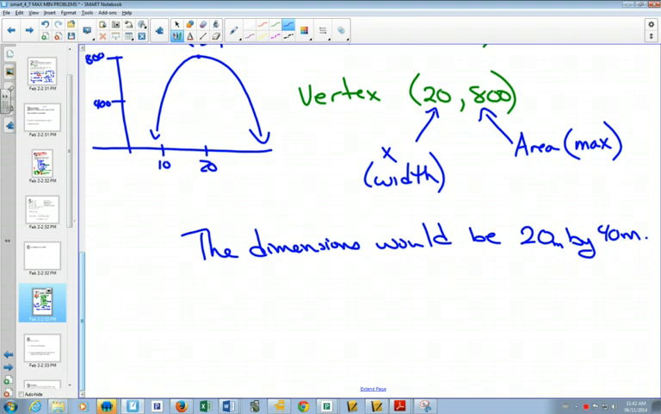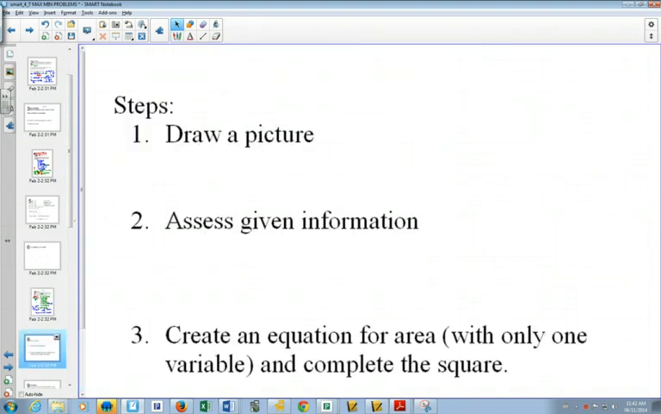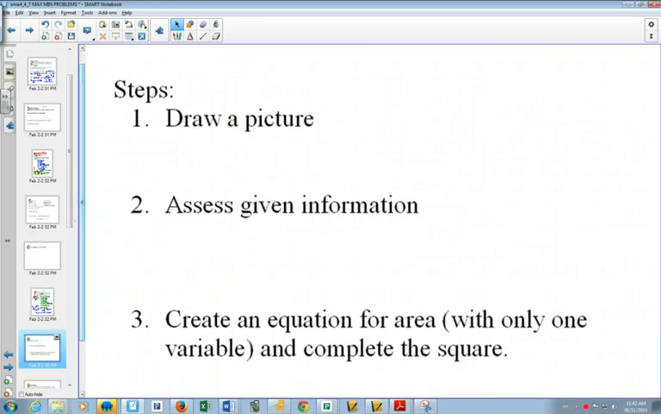So, to summarize what we did, we drew a picture. We assessed the information. Sometimes it's helpful to actually use numbers to see what happens. We used 1 and 1 and 78, then we used 5 and 5 and 70, and we could see through those examples how we got our numbers. Then you use a variable so that you can actually create an equation and complete the square.